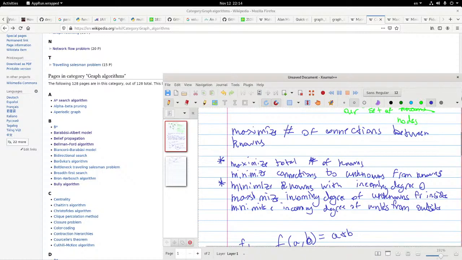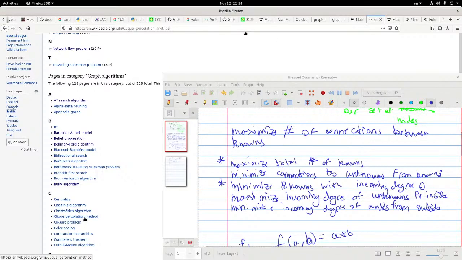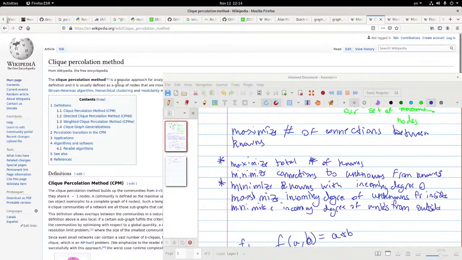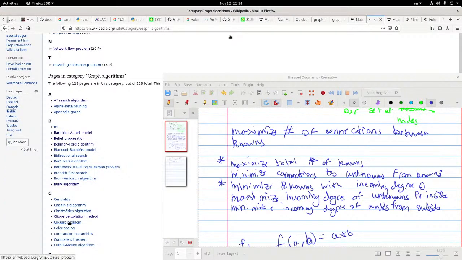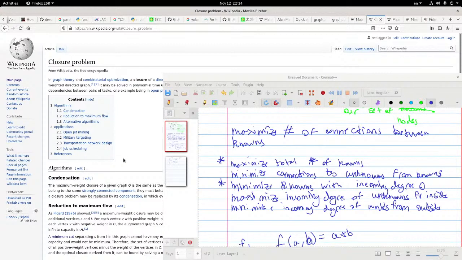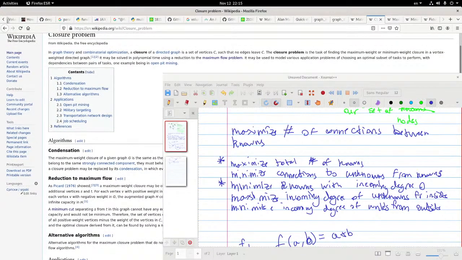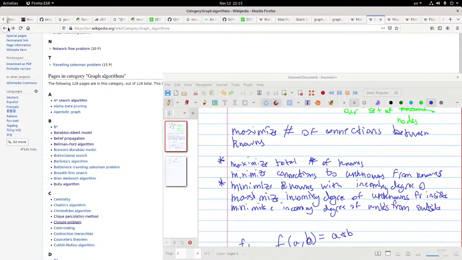Community structure of networks? Oh, okay. What is this? Closure problem. Is a no edges leave C. Fascinating. Hey, it's fascinating.